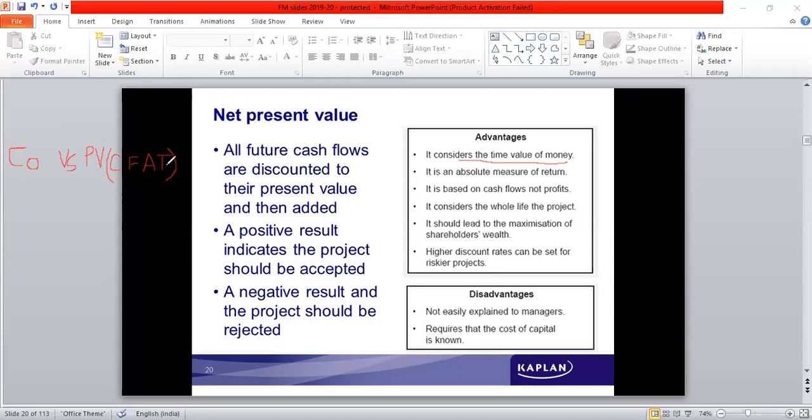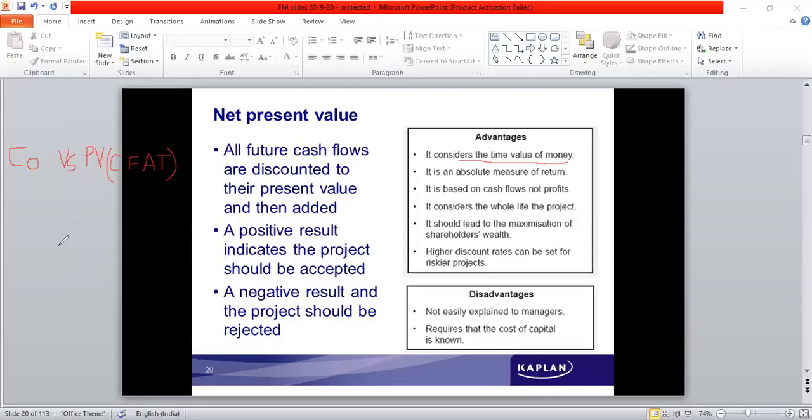Here, the future anticipated cash flows are calculated according to the present value. So present value cash flow after tax. Then the sum total of all that is compared with cash outflow. So which one is better? It is to be accepted.